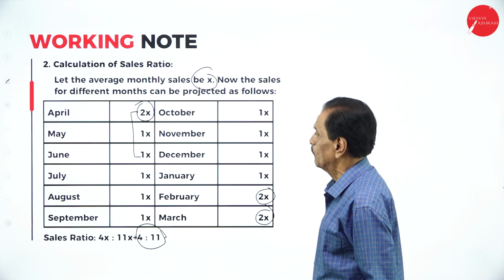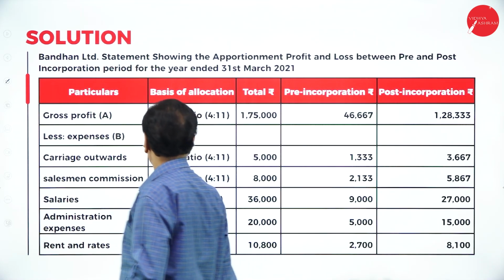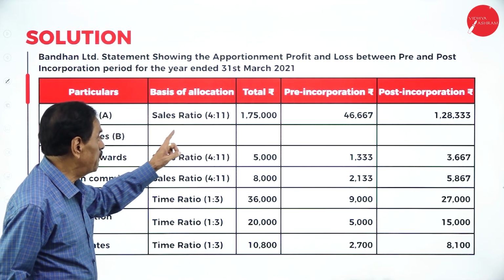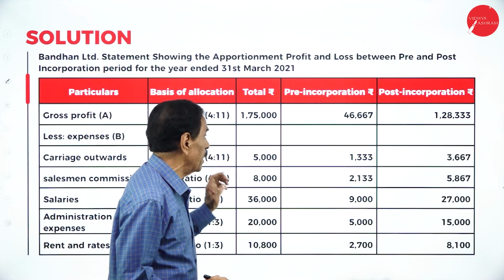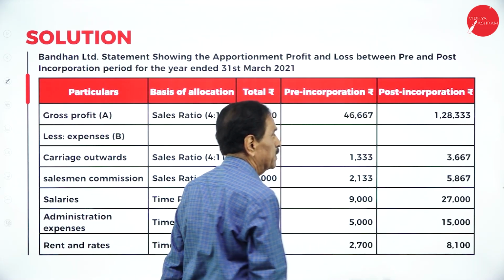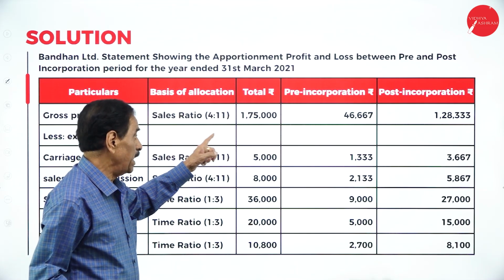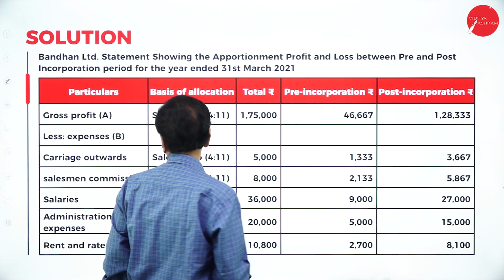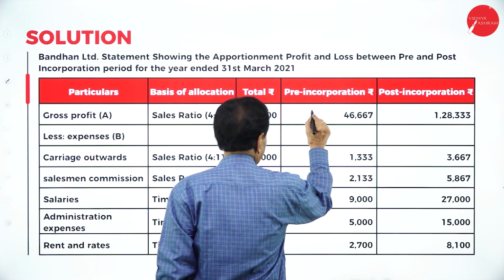Now we'll move on. Gross profit 1,75,000 as per working note. It is based on sales ratio 4 is to 11. 4 by 15 is 46,667. 11 by 15 is 1,28,333. This is your A.